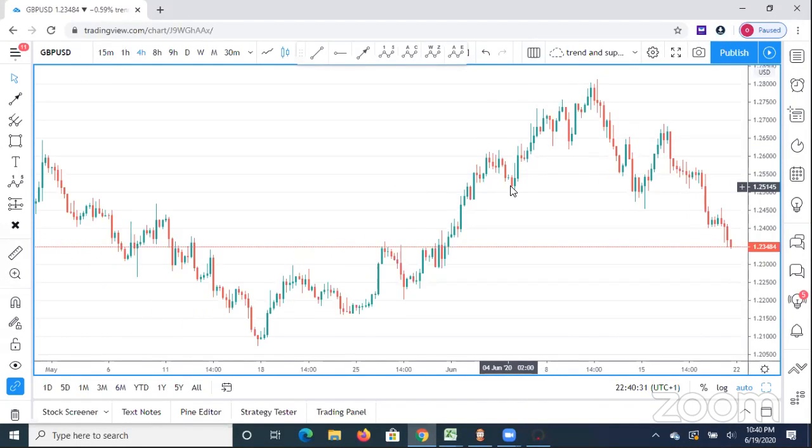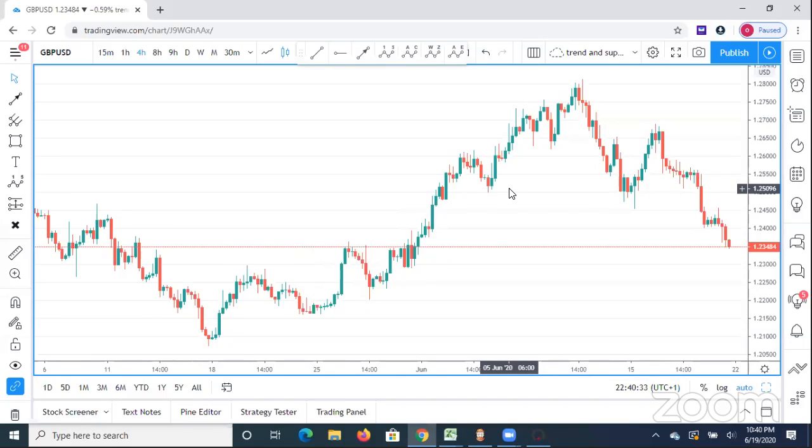You trade in line with the trend. And even when you trade in line with the trend, you could still lose. But what is happening there is that you're putting yourself in a position to have high probability trades.